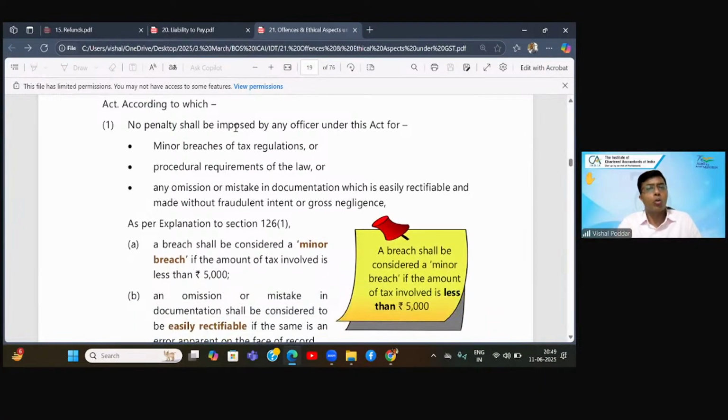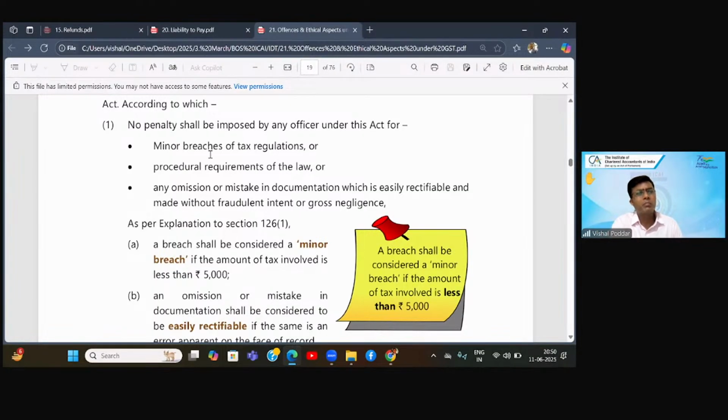First, no penalty shall be imposed by any officer under this act for minor breaches of tax regulations or procedural requirement of law, or any omission or mistake in documentation which is easily rectifiable and made without fraudulent intention. So, see, while doing any business, there could be mistakes done by people.